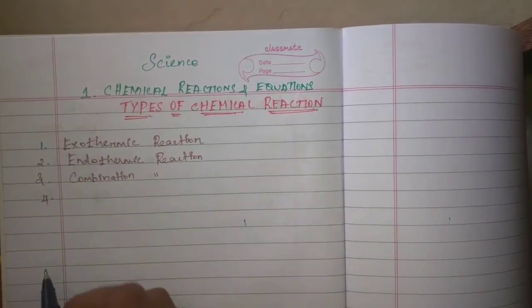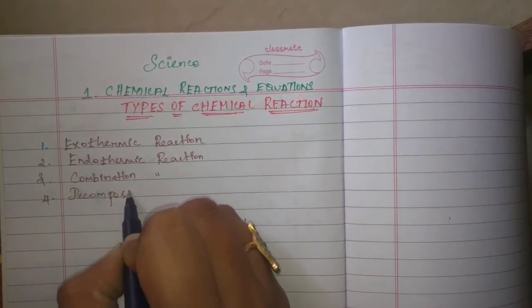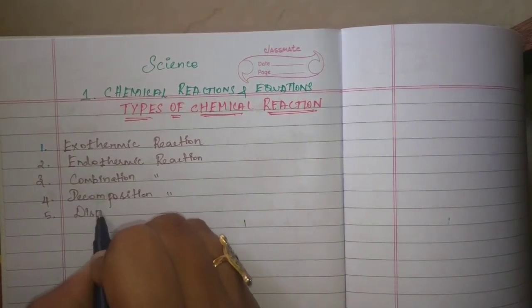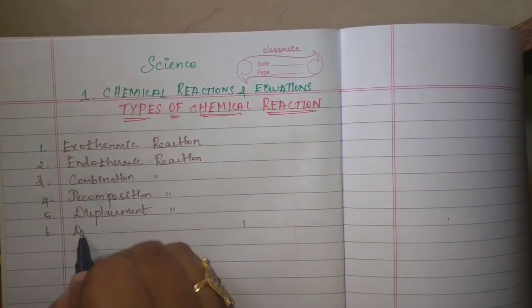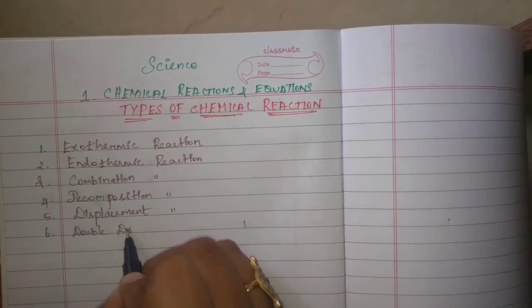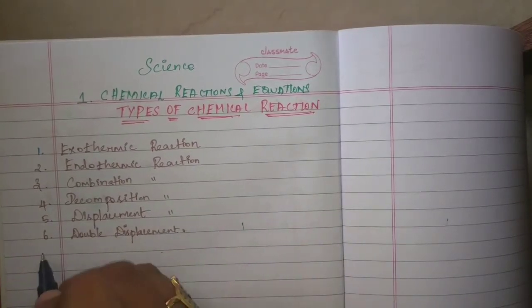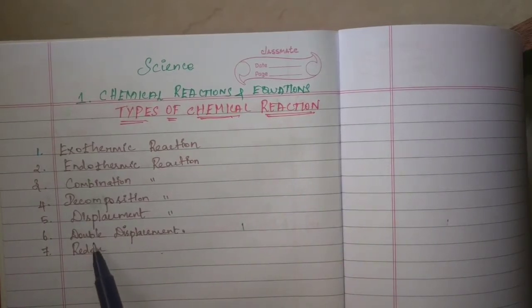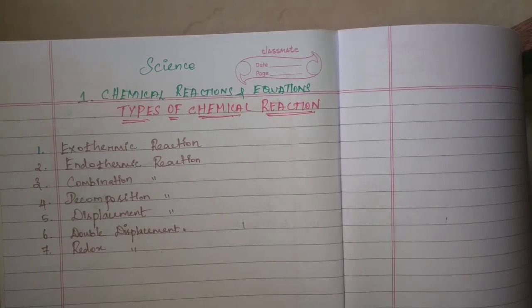So these are types of chemical reaction, students. Next, decomposition reaction. Next, displacement reaction. Next, double displacement reaction. Next one, redox reaction. Actually this double displacement comes under the displacement reaction, students. So in this session I am going to discuss these topics.